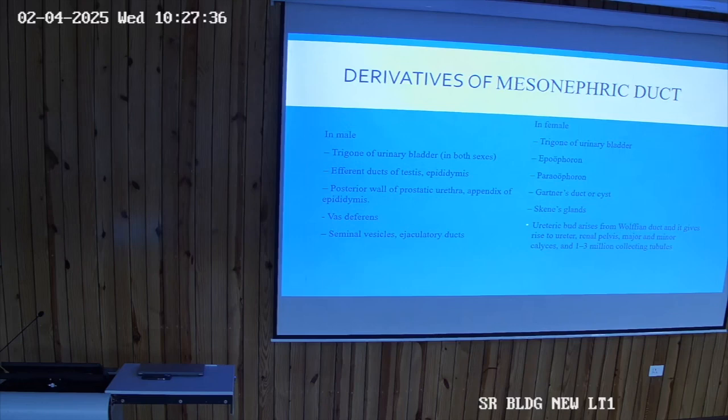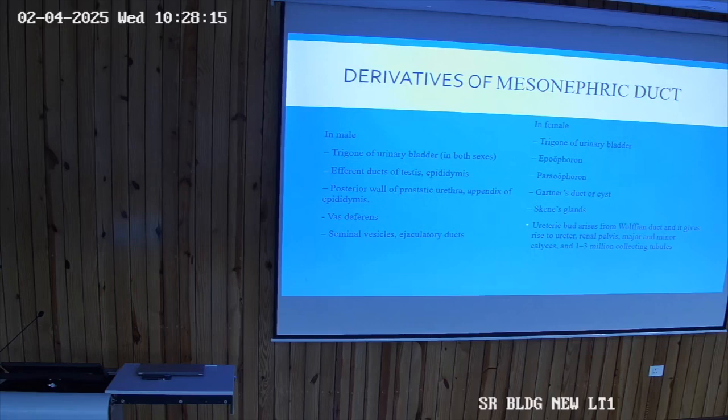What are other derivatives? I told you that it helps in development of the male genital organs, male reproductive organs. So what are these? They help in the formation of the efferent ducts of the testes and epididymis, then vas deferens, seminal vesicles, ejaculatory duct, posterior part of the prostatic urethra. It is formed by the mesonephric duct in the males. Okay, seminal vesicle, vas deferens, ejaculatory duct, epididymis, its ducts and appendix, then efferent ducts of the testes. These all are formed by the mesonephric duct along with the trigone.